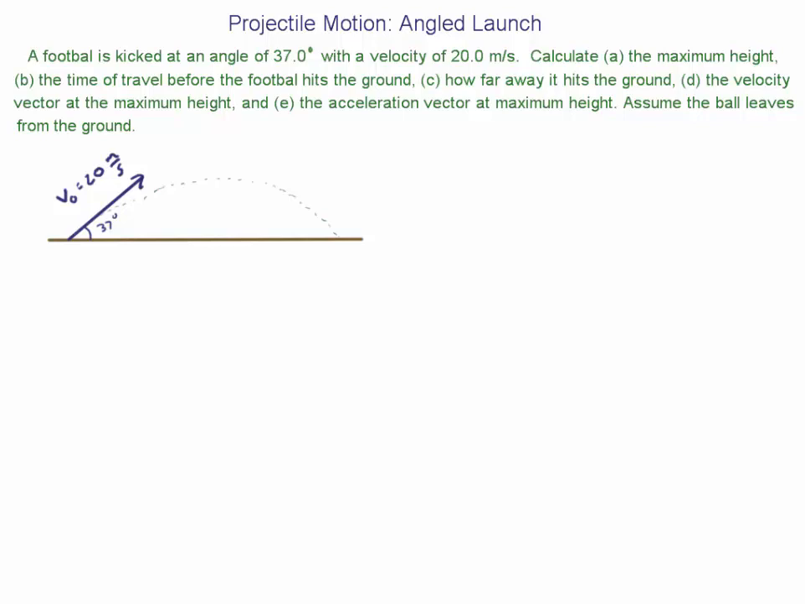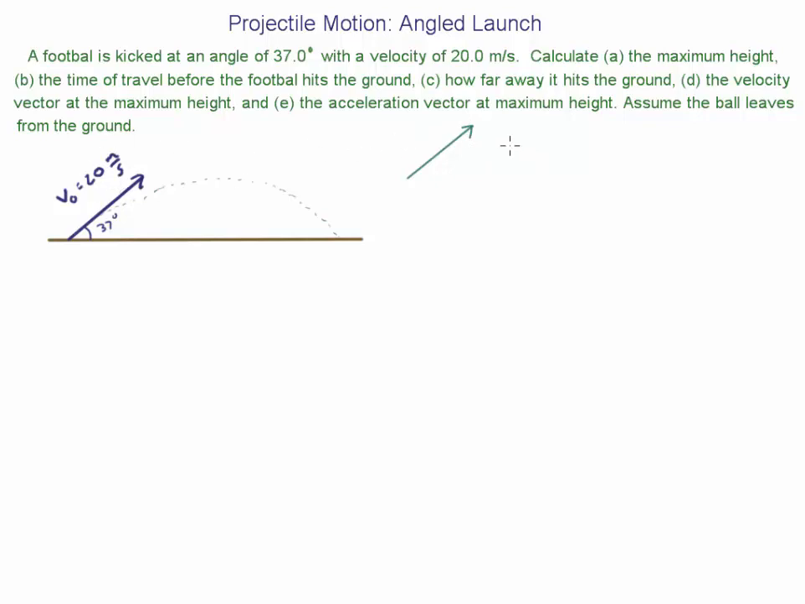I've gone ahead and drawn a picture of what's going on over here. The first thing you have to do any time you have an angled launch like this is find the components of the initial velocity vector. So I'm going to duplicate it off to the side, and we will go ahead and calculate those.